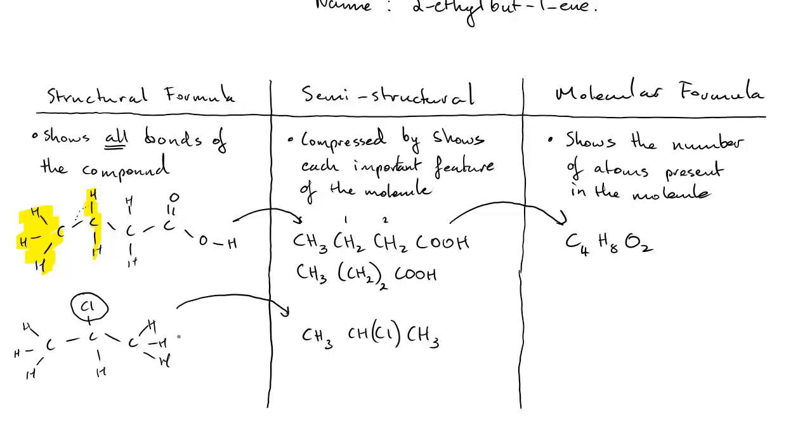Again, you've got a pattern here. The structural formula shows all the bonds, the semi-structural formula compresses them, and the molecular formula just gives mainly the atoms. So this would be C3, H4 plus 3, 7, Cl. So that would be the molecular formula of the compound.